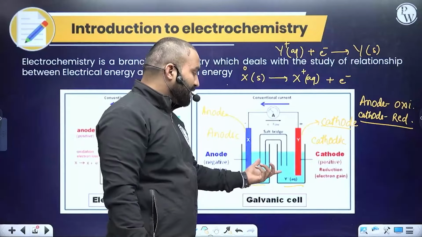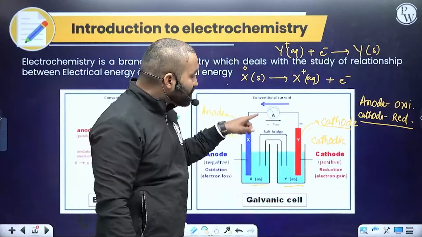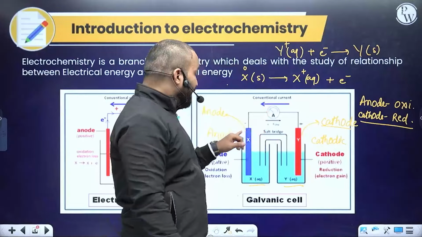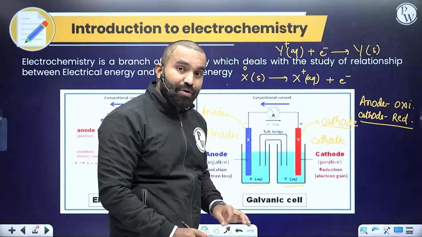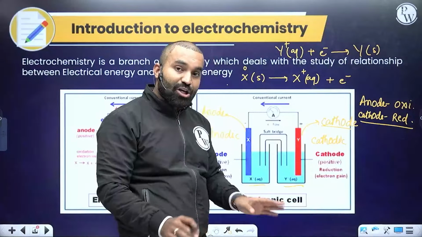With the help of this chemical reaction, I was able to produce some current here, which is witnessed by the deflection in this ammeter or voltmeter we use. Remember, this is the direction of flow of electrons. The electrons are lost by the anode. Since they travel in this direction, anode has to be negative, cathode has to be positively charged. Understood? Anode is 100% negative in this particular cell, which is a galvanic cell or electrochemical cell in general.